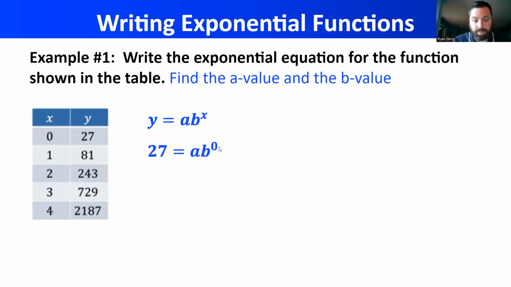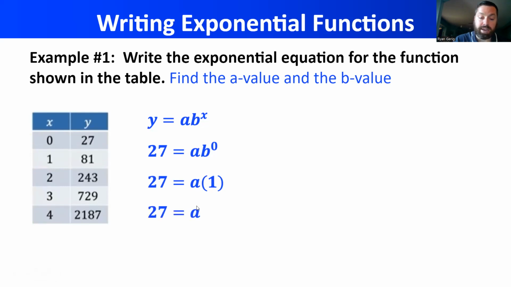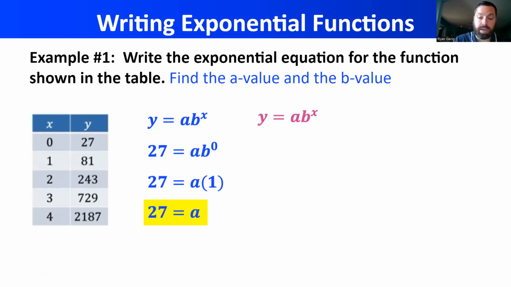Well, how does that help me? Well, what's b to the 0 power? That's 1. So now b to the 0 just becomes 1. 1 times a is a, so a equals 27. That's one part done. Now I can use that information to help me find b.